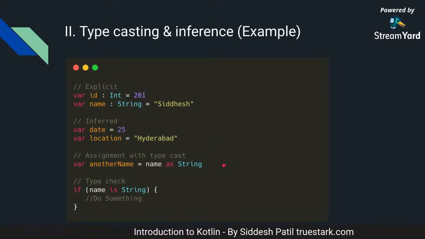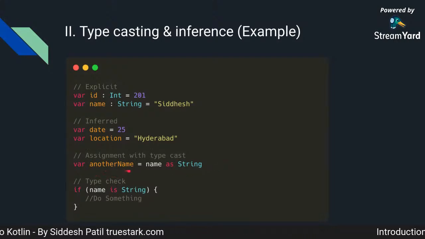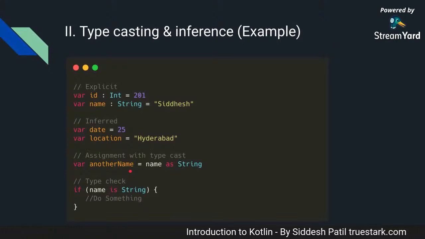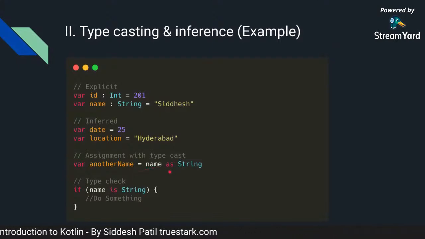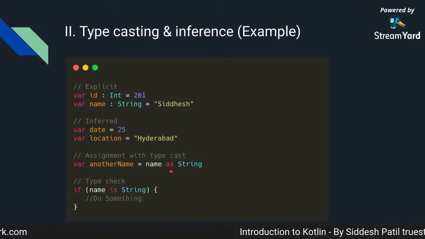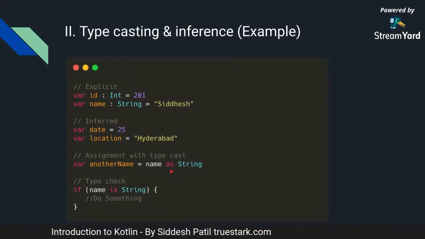Okay. So now we'll see assignment with typecast. Here I have another variable called another name, and I am assigning it the value of name, but I'm taking it as string. If you want to explicitly use typecast while you're assigning, you can use the keyword as. So you say name as string. That's what you do.